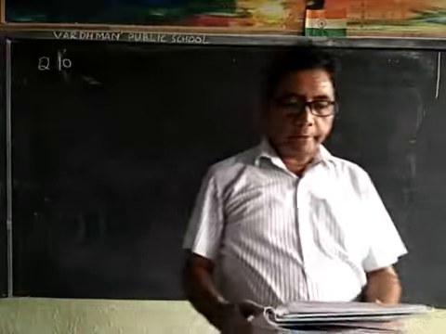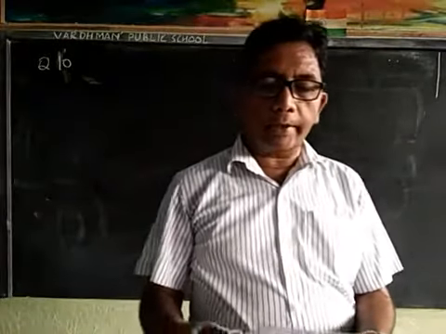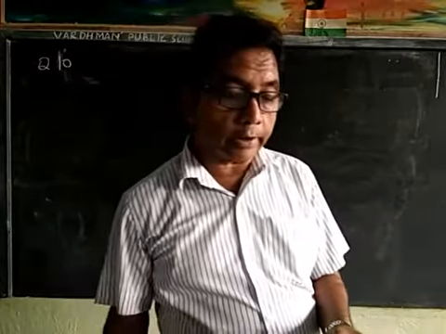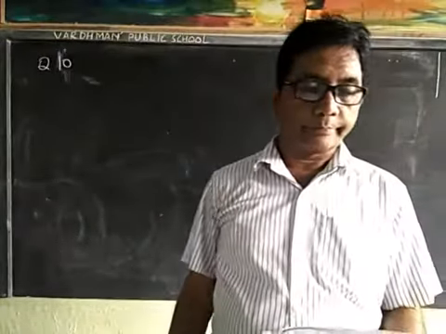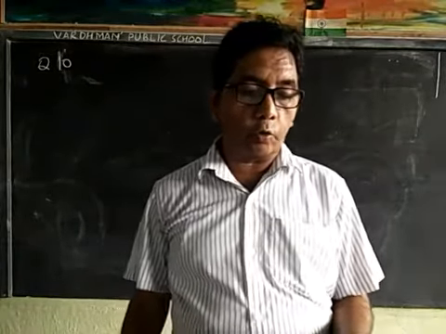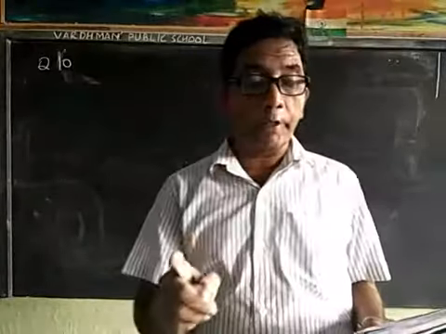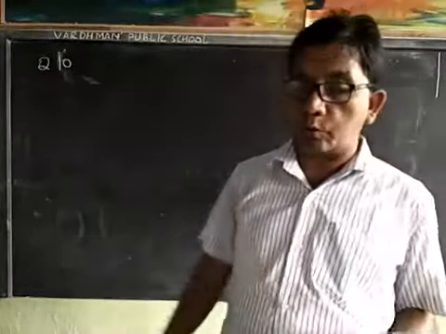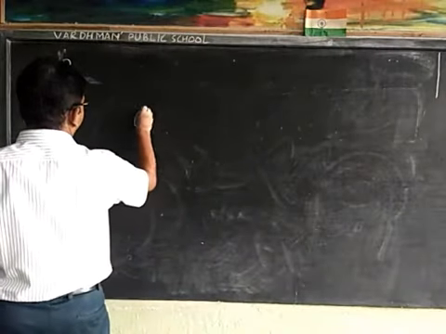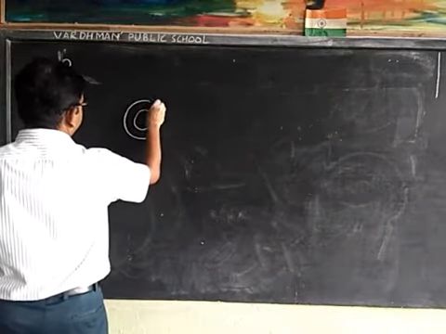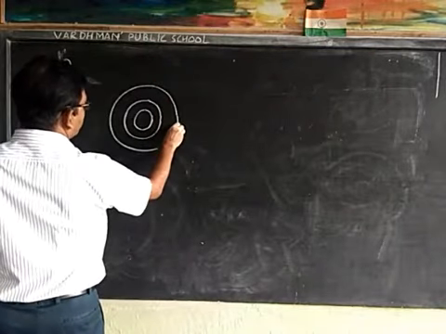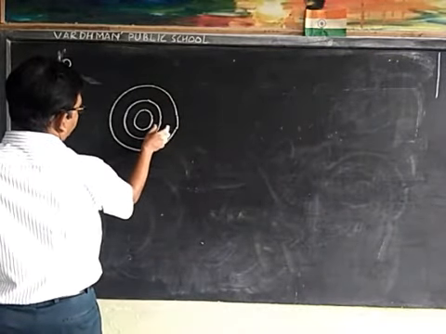Draw the equipotential surface due to an electric dipole. You have to draw the equipotential surface due to an electric dipole. Locate the points where potential due to the dipole is 0. First we draw the equipotential surface. This is an equipotential surface. Since V is proportional to 1 upon R, this distance is more than this distance.